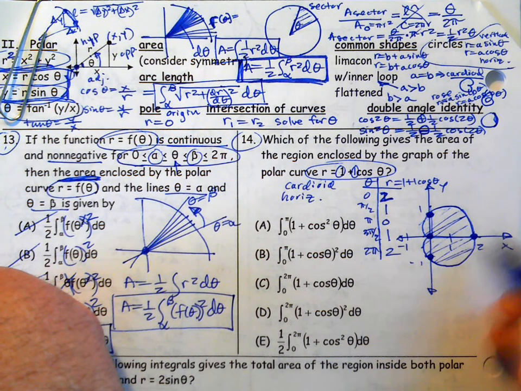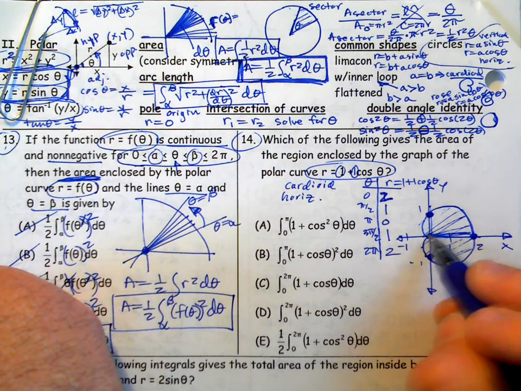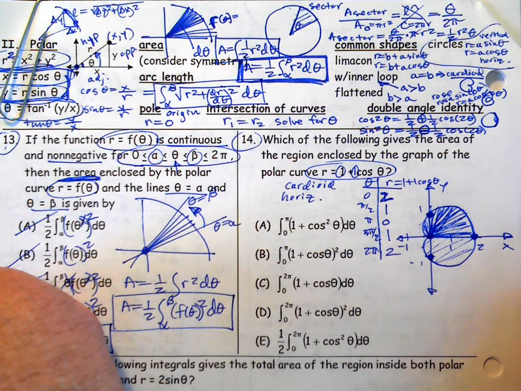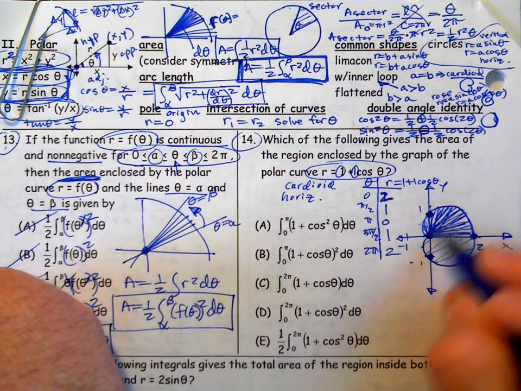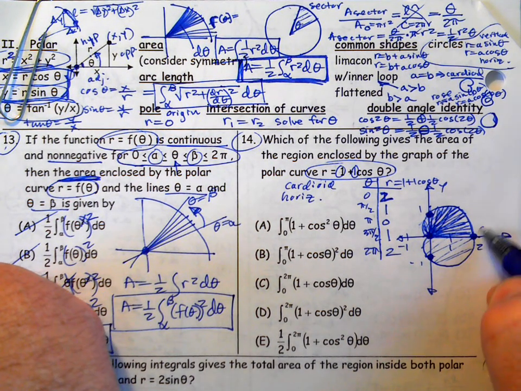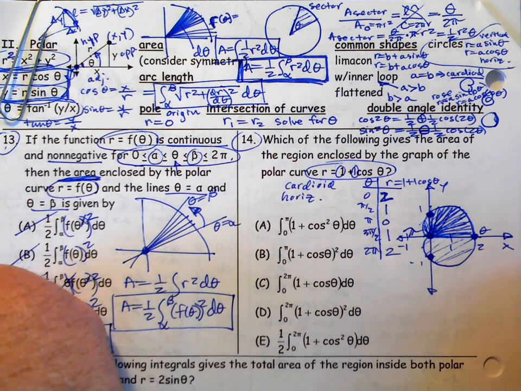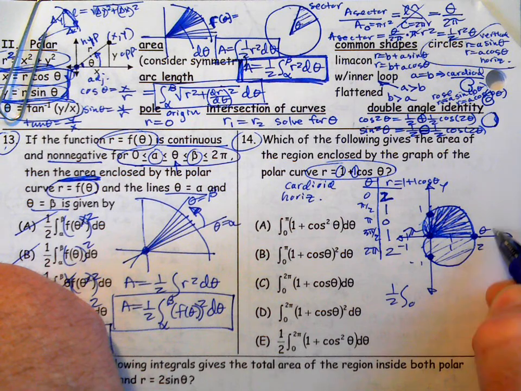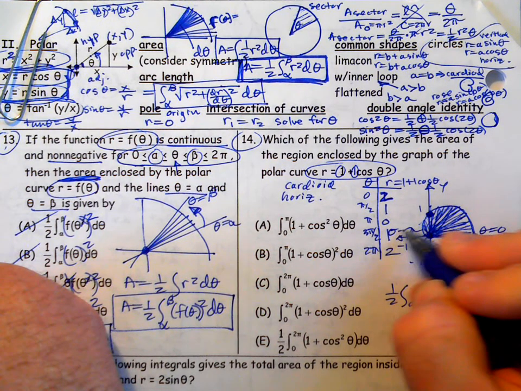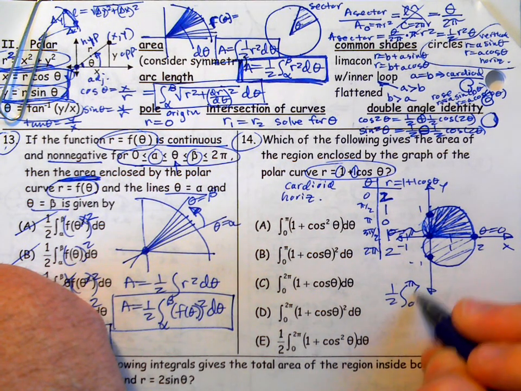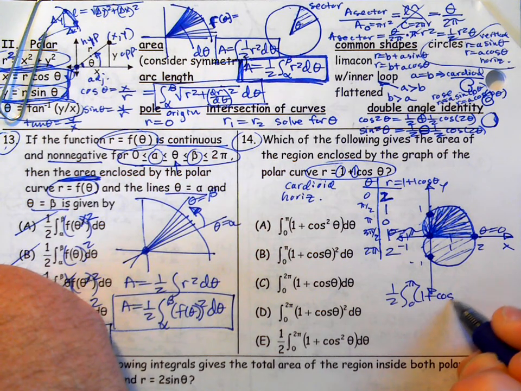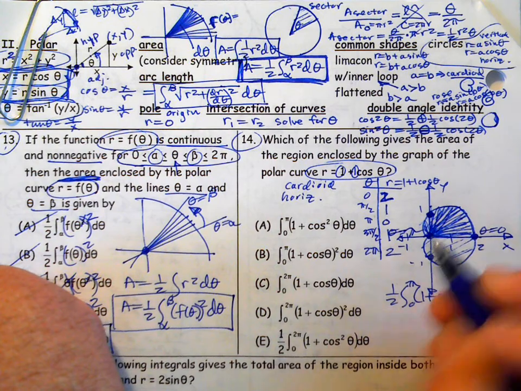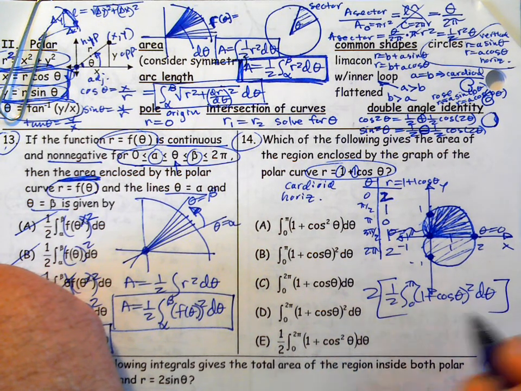Now what we're probably going to do is find this area and double it, okay? And that's how it finds area. It's slicing it, slicing it. So we're going to go from 0 to pi and double it. So we would say, okay, well, 1/2 integral from 0 to pi of r squared, 1 plus cosine theta squared d theta. That's going to give you the area of half of it, but then we're going to double it to get the whole area, and the 1/2 goes away.